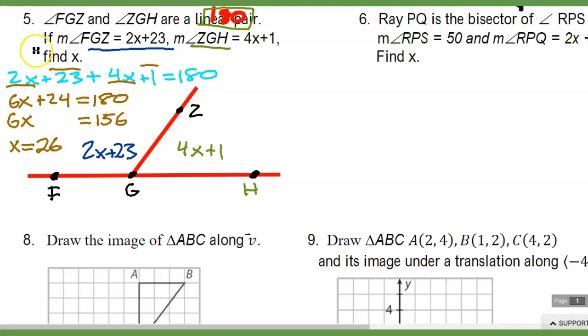And the directions do call for us just to find x, so I've done that, so I am finished. X equals 26 is our answer.